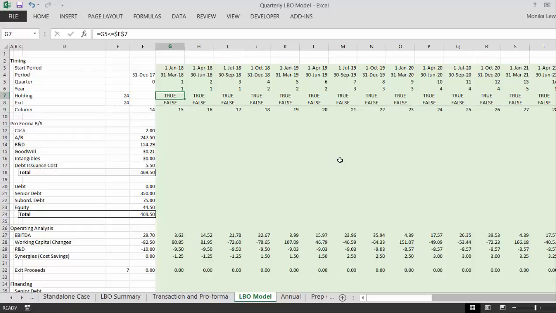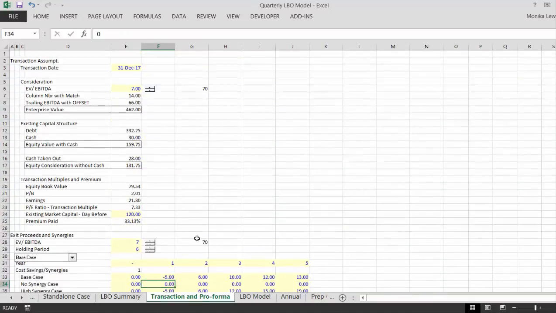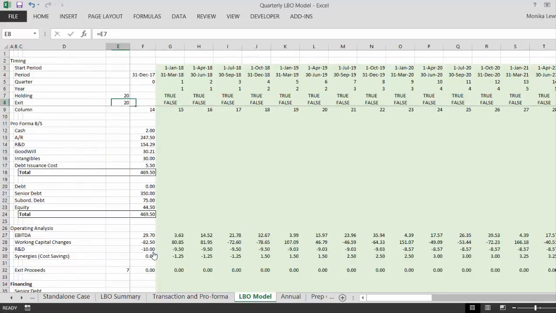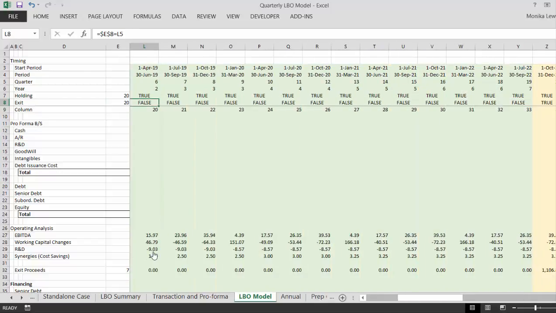Perhaps I forgot why we need the year. Oh, for our synergies. We put synergies in by year. And then we have a holding period as long as this is less than 24. Now, so this is our 6, so let's make it 5, and then it's 20, and we just have a flexible model.